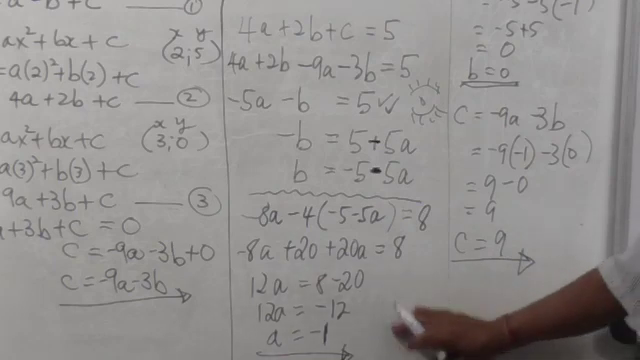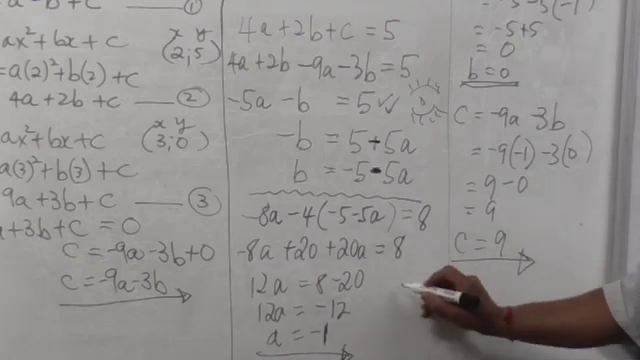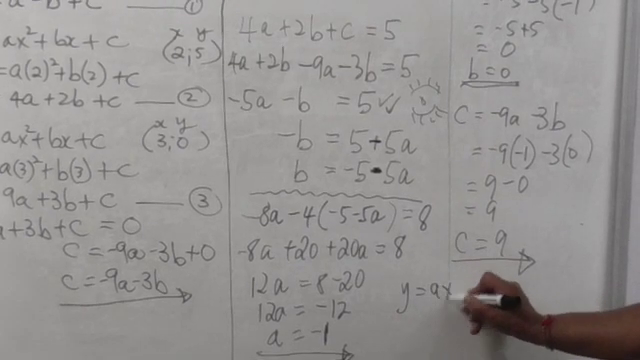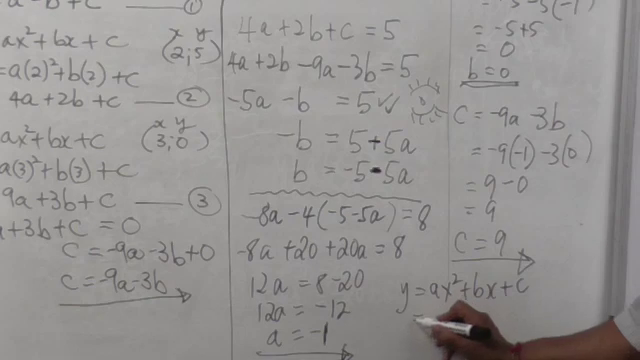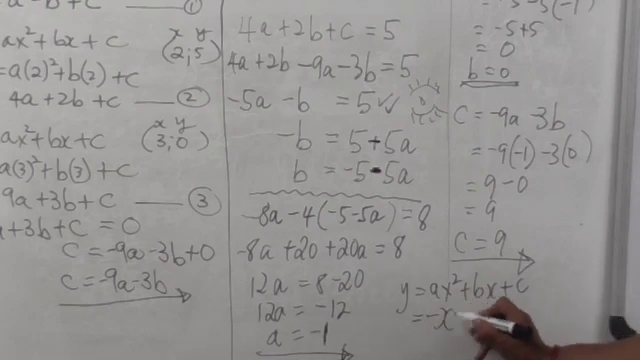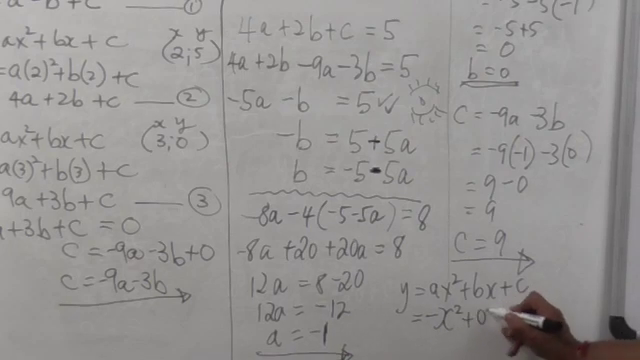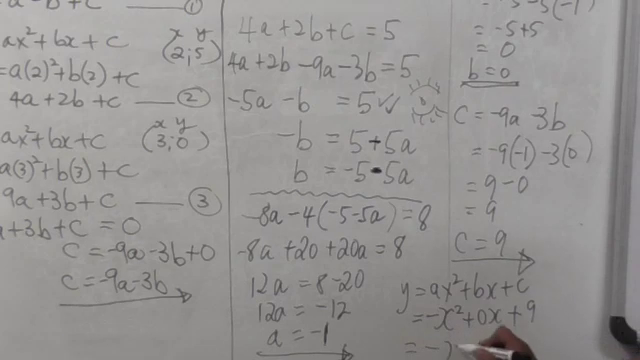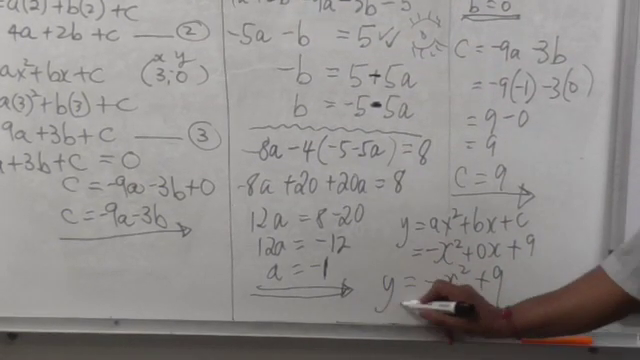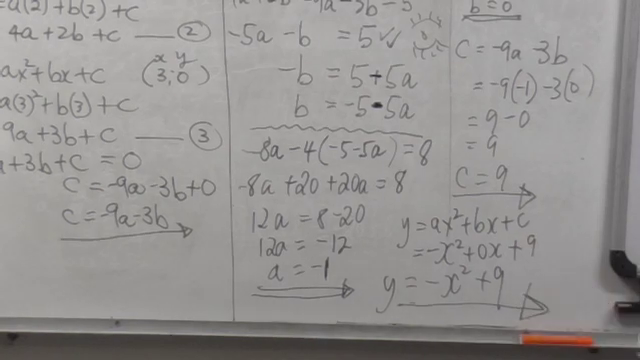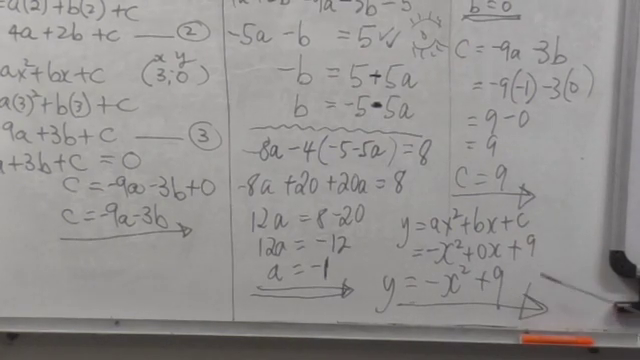So the final equation will be y is equal to ax squared plus bx plus c. So that will be a is minus 1, so it's minus x squared plus 0x plus 9, which is actually minus x squared plus 9. So your final answer is y is equal to minus x squared plus 9.